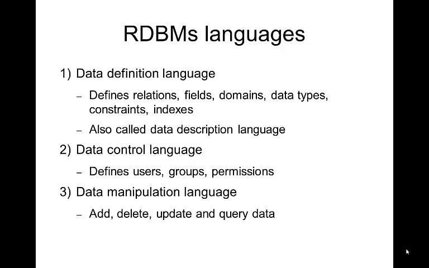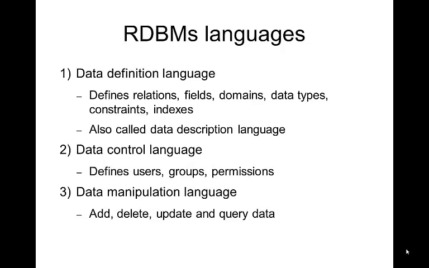RDBMSs have three types of languages, programming languages, or the languages can be divided into three. You need a language to define data, what's called a data definition language, to define the database. That language allows you to define relations, tables, fields, domains, data types, constraints, indices. We'll talk about indices a bit more in a minute. This might also be called a data description language. So you need a language for defining your database.